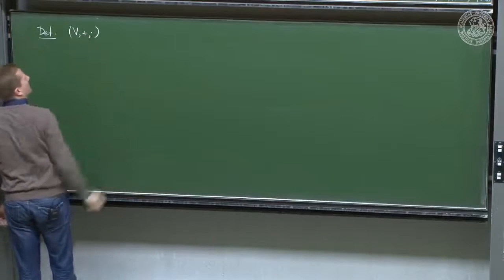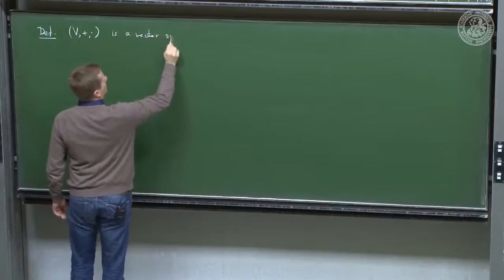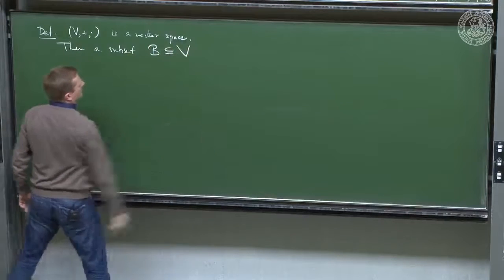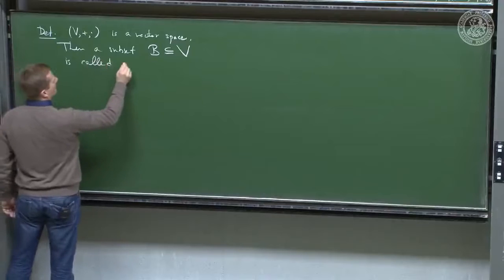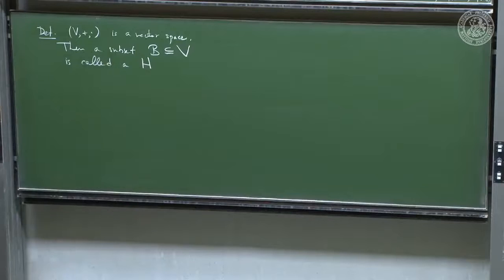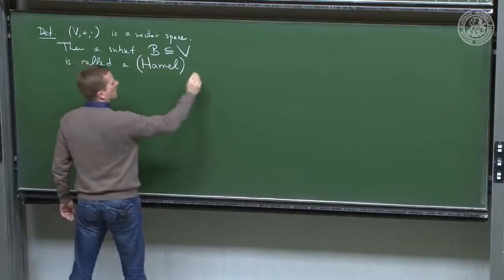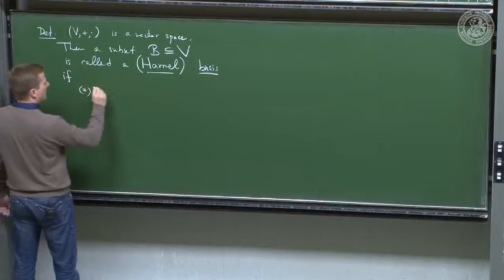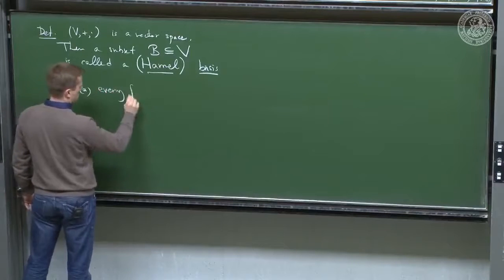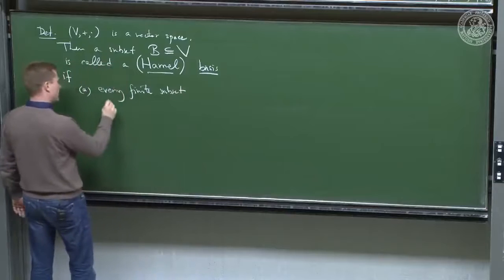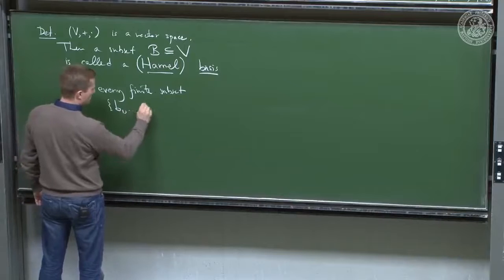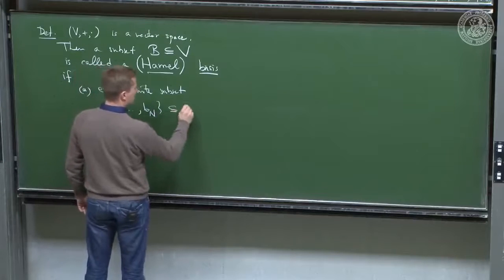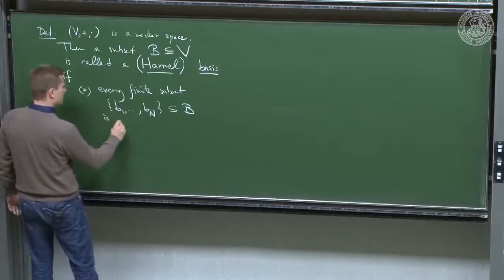So if V plus S multiplication is a vector space, then a subset B of V is called a basis. But in order to not cause confusion, we call this a Hamel basis, if A, every finite subset, if it's finite, we can name the elements. We call them B1 to B capital N, N a natural number. Any finite subset of B is linearly independent.